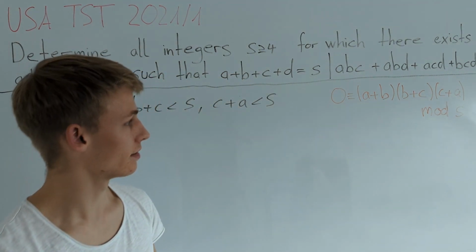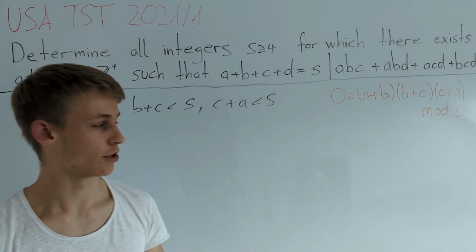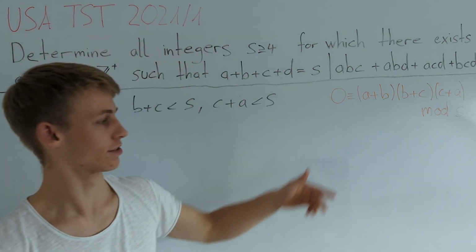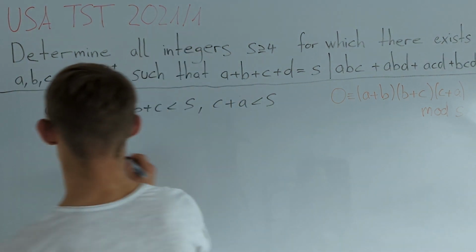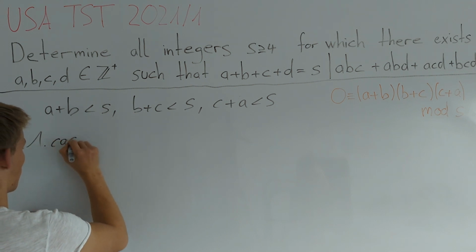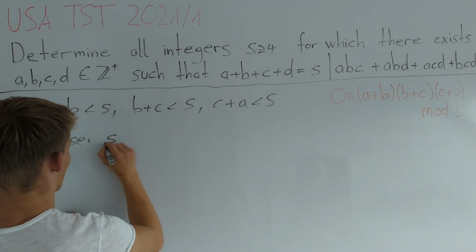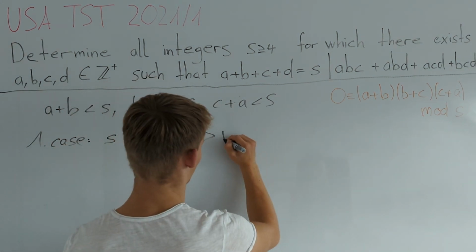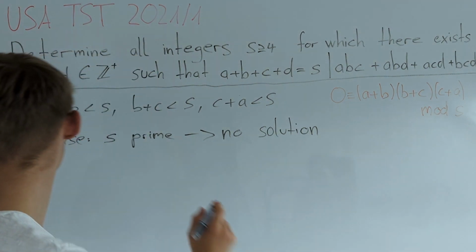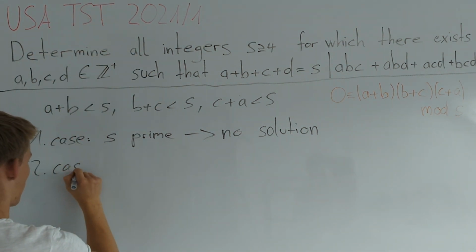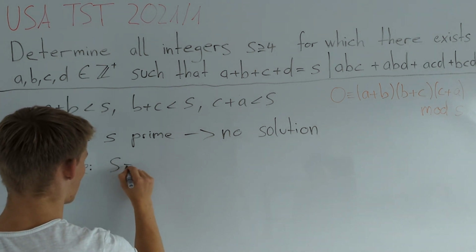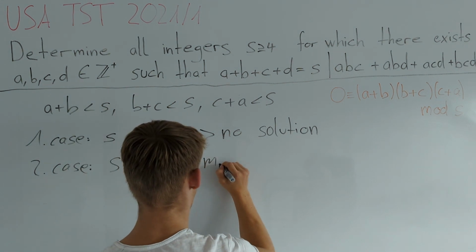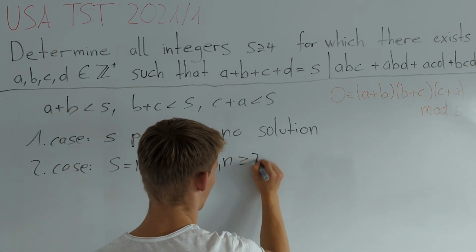Now we immediately see that s cannot be a prime number because otherwise s would divide one of these factors here and all these factors are less than s. So we get that in the first case where s is prime, we get no solution. Okay, so the second case is now that s is equal to m times n, where m and n are both greater than or equal to 2.